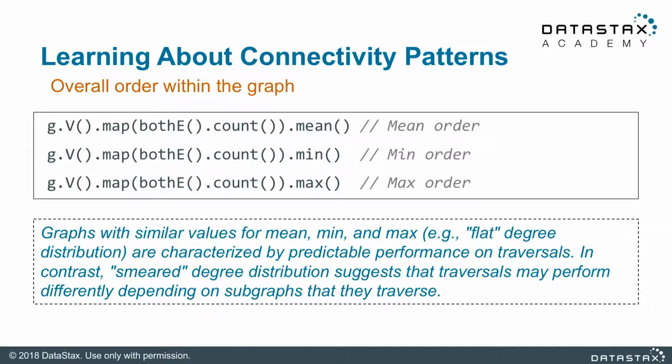In these traversals, we're looking at information that's fairly similar to the previous, but we're getting more of a summarized view, so to speak, by inspecting the mean, minimum, and maximum edge counts per vertex label. I'll point out that when you're thinking about traversal performance, the max order is probably the most critical value because that influences the worst case scenario branch factor.